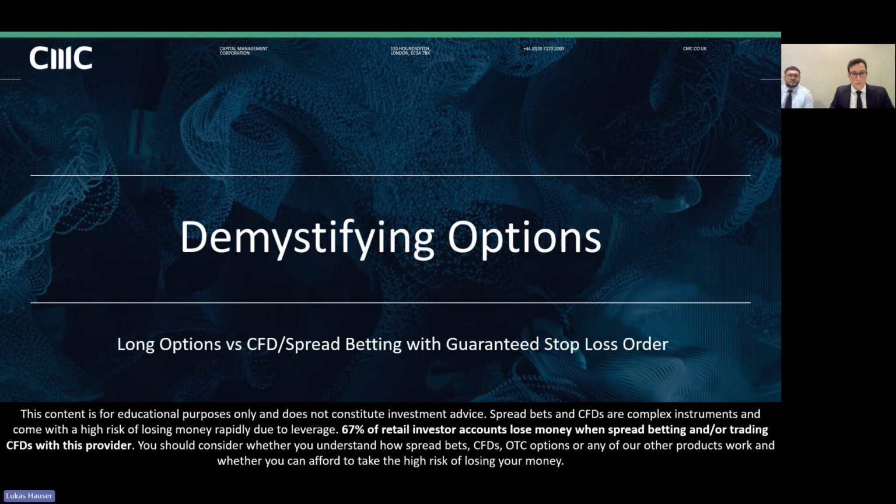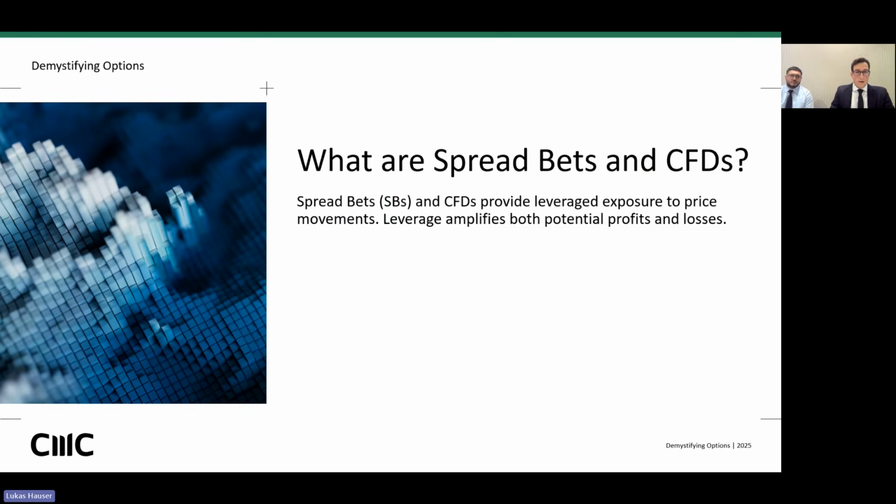Before we discuss options themselves, we'll revisit what a CFD or a spread bet is. A CFD provides exposure. This exposure is symmetrical, and this means if I buy a CFD or a spread bet, and the underlying asset price goes up, I make money. But if the underlying price goes down, I equally lose money. And because of the leverage, which is included in these products, this also means that the profits, but also the losses are amplified. So now, what can we do to manage the risk?